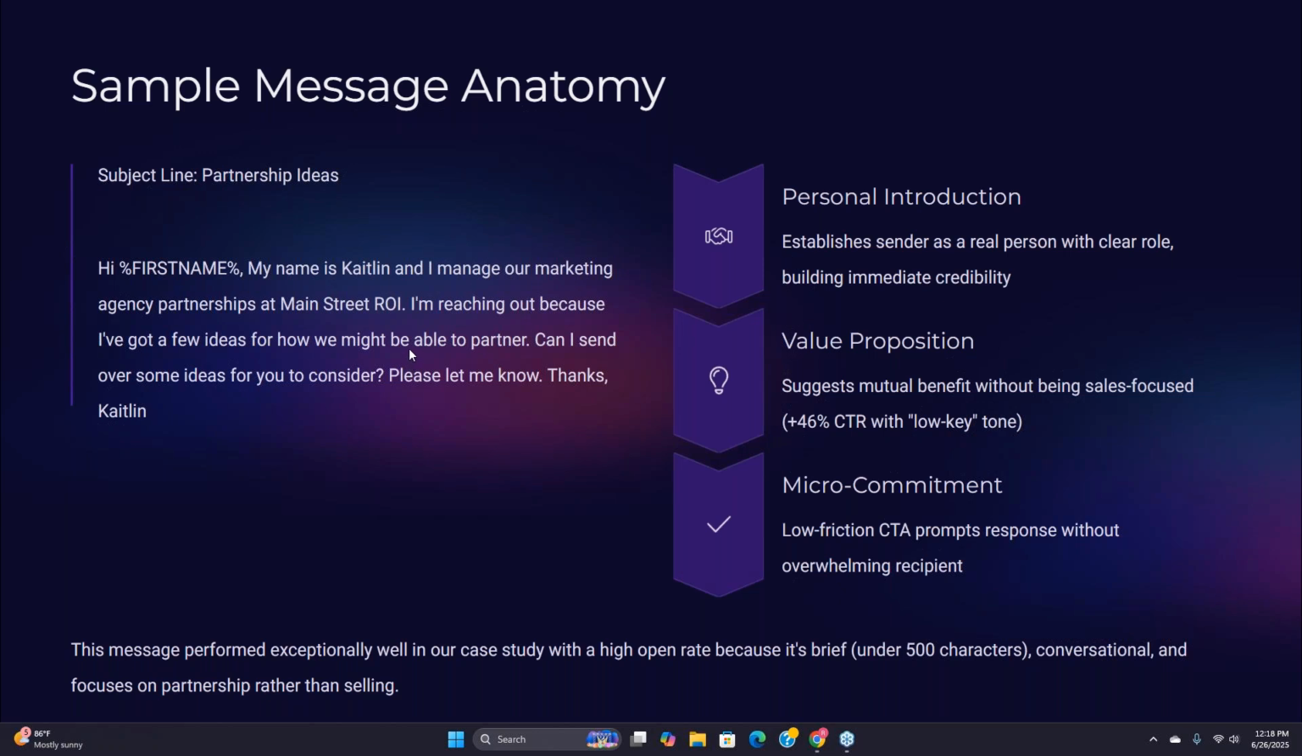We tested longer messages. We tested a little harder sell, a little more direct sell in that message, and it just did not work as well at all. People have short attention spans. You want to keep the message as short and concise as possible.